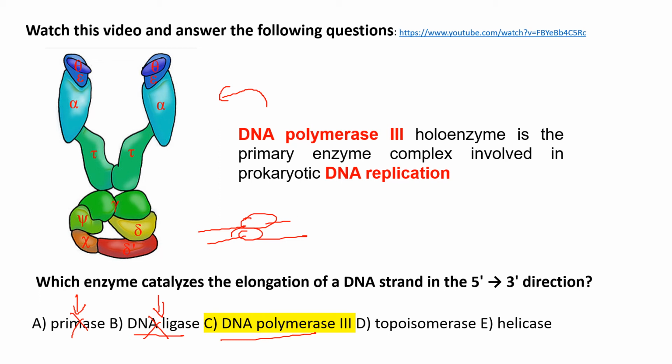The topoisomerase, that one is the one that is in charge of releasing the tension on the other side of the replication fork, so releasing tension, so this is not it. And the helicase is the one that is opening the double strand, as we said before, so all the other ones are wrong. So the only option that is possible is C.